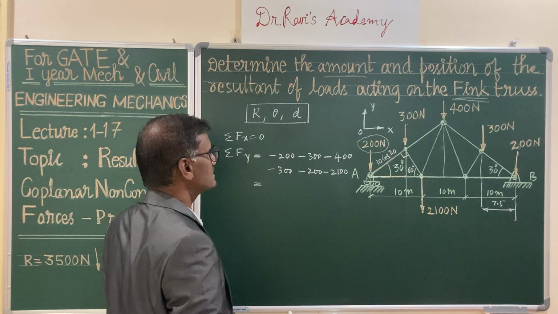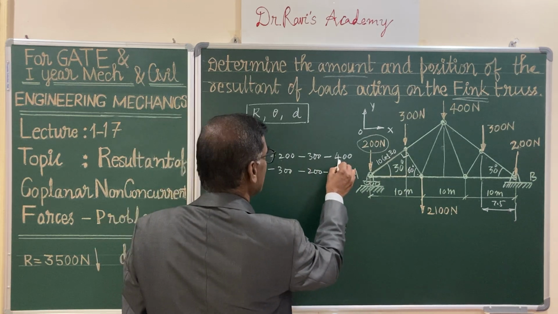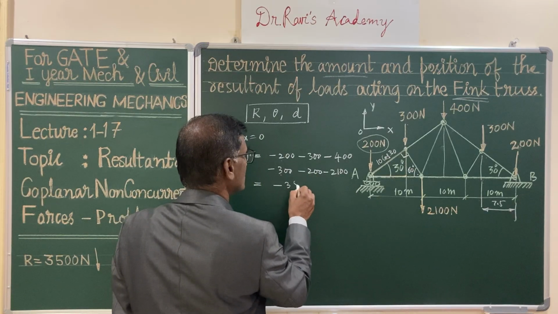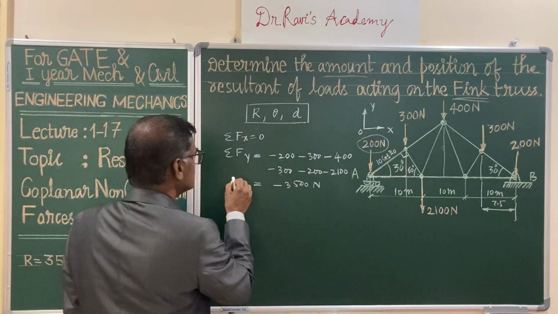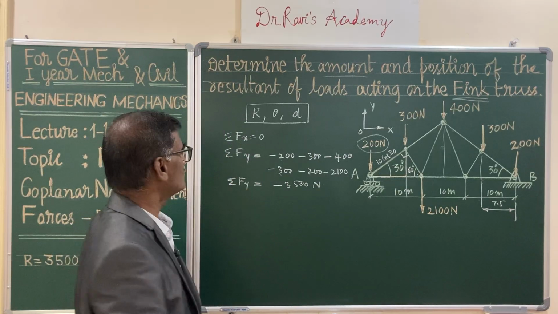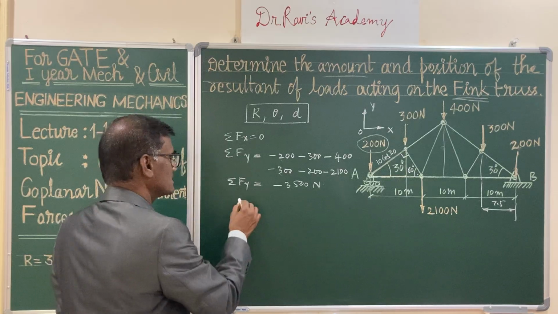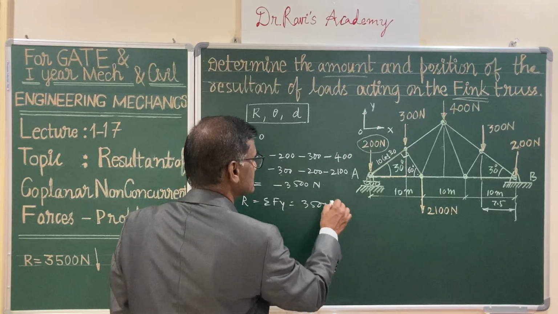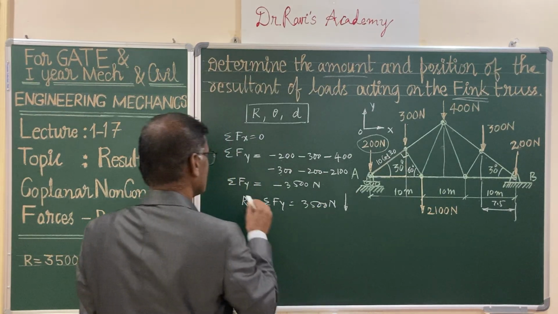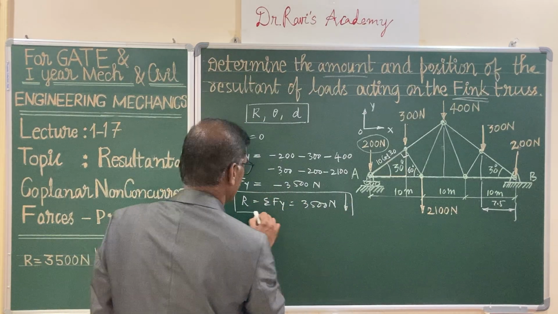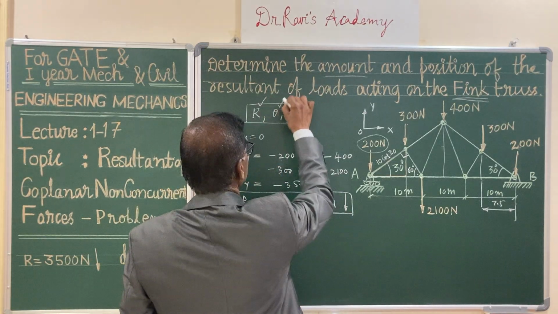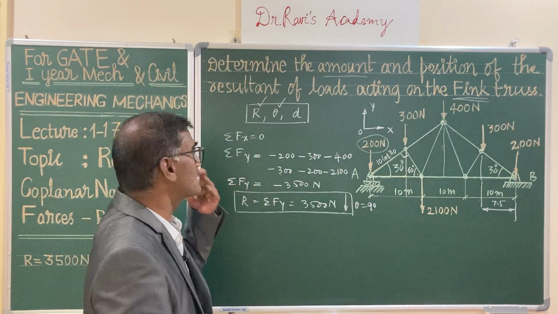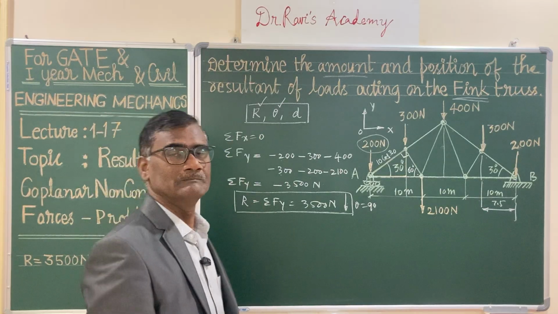If you add all this, it is 2 plus 3, 5 plus 4, 9, 9 plus 3, 12, 12 plus 2, 14, 14 plus 21, 35. So minus 3500 newtons, which is acting vertically downwards. So when sigma Fx is equal to 0, your resultant itself is sigma Fy, and that value is 3500 newtons acting vertically downwards. So this is your first parameter, that is the resultant force, and the direction is acting vertically downward. That means theta is equal to 90 degrees with respect to the x-axis. Okay, now you have to find out the position of the resultant force.